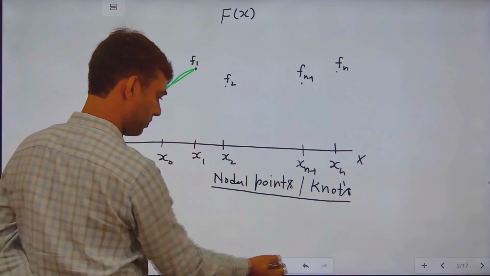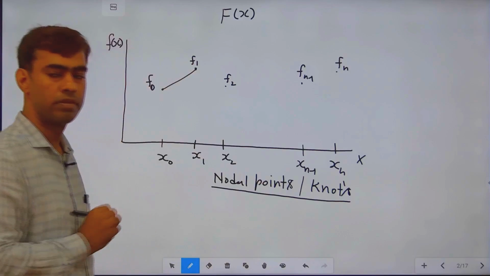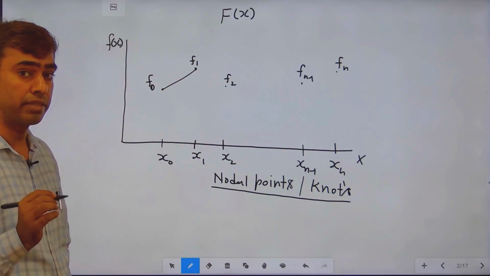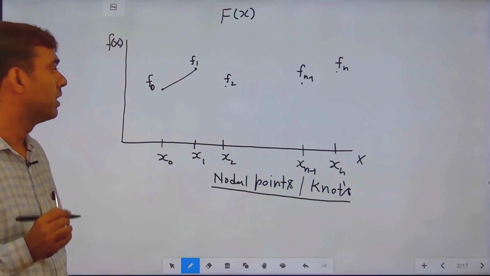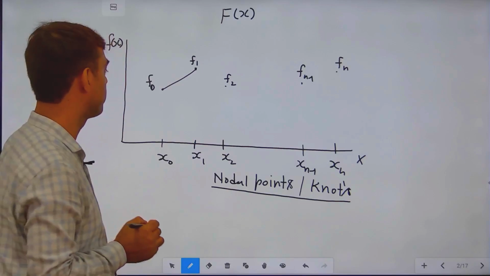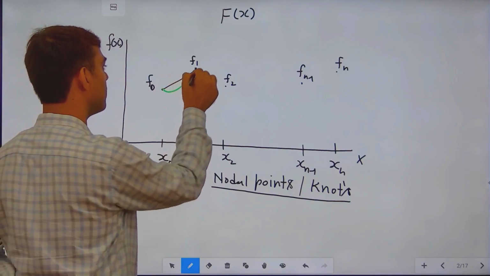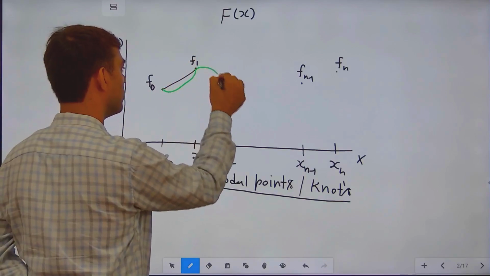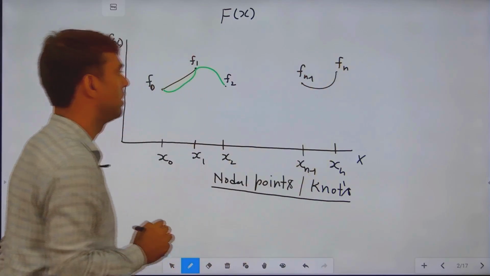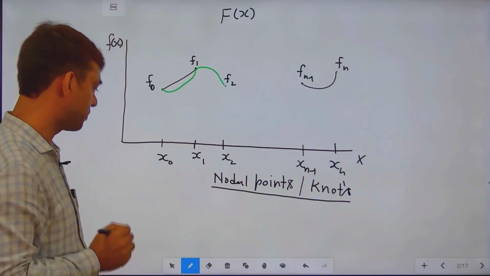So from f0 to f1, a polynomial of degree 1, in case of a linear spline interpolation. In case of a quadratic spline interpolation, there is a need to fit a quadratic curve between f0 to f1, f1 to f2, and similarly fn minus 1 to fn.